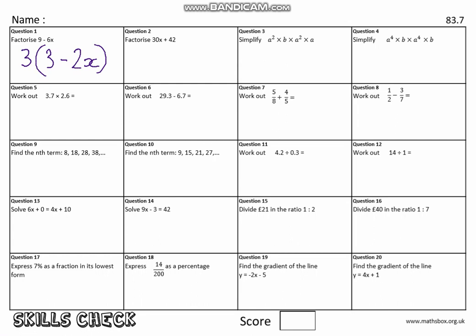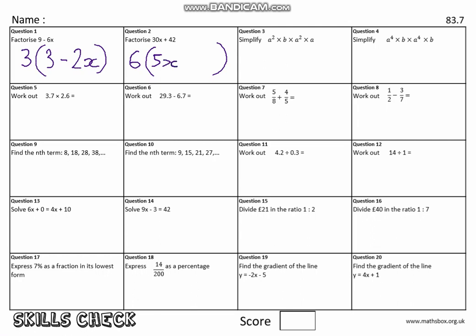Now for the next one, we've got to do the same thing. So we've got to figure out what is the highest number that goes into 30 and 42. So in this case, we would go with the number 6. So we'd have the 6 on the outside of the brackets. And then we're just going to make the rest of it work. So what do I have to times 6 by to get to 30? Well, I've got to times it by a 5.